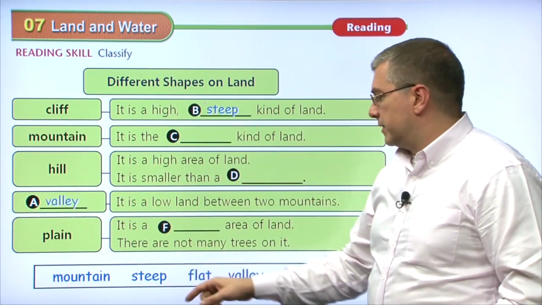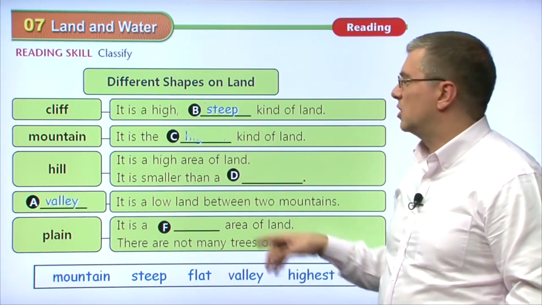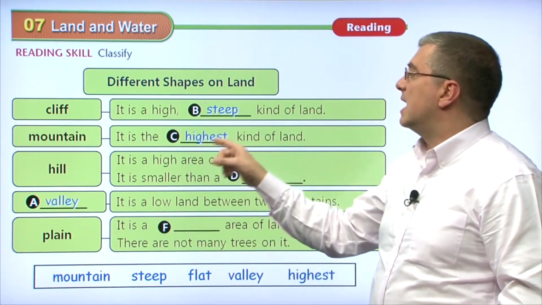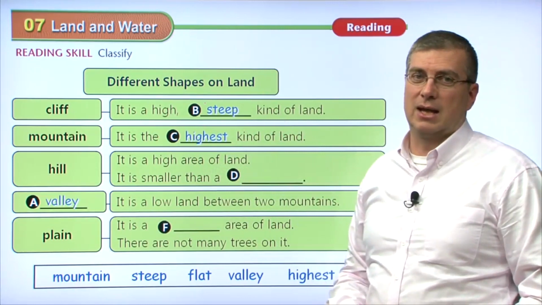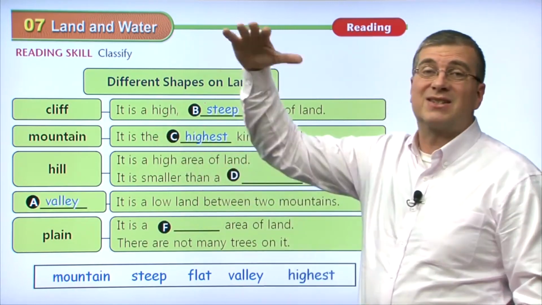We already used steep and flat. Mountains are the highest kind of land. I think we should use highest here. It is the highest kind of land. So if you chose highest, you're correct, right? Mountains are the highest kind of land.